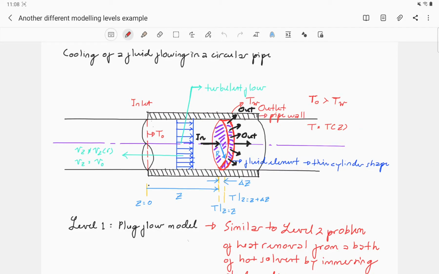In this video, we will discuss another example of the different modeling levels. This will be an extension to the example that I gave previously on the problem of heat removal from a bed of hot solvent by immersing steel rods. So, as the title of this problem implies, it's basically a cooling of a fluid flowing in a circular pipe.